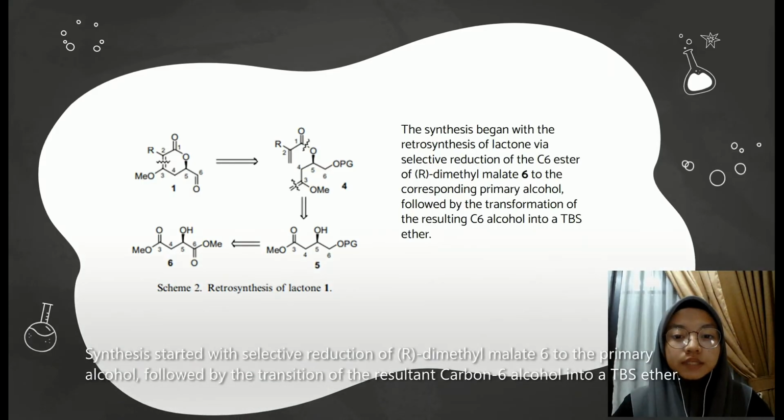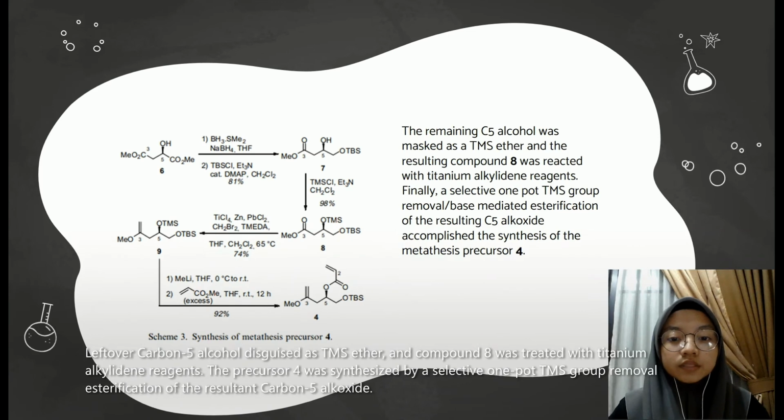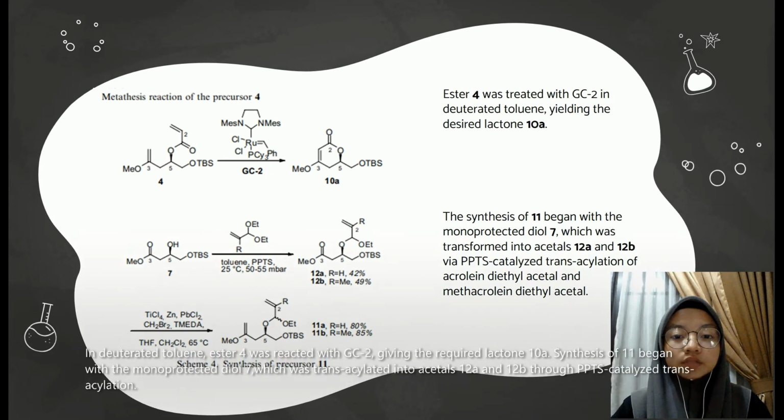Synthesis started with selective reduction of R-dimethylamylate 6 to the primary alcohol, followed by the transition of the resultant carbon 6 alcohol into a TBS ether. Leftover carbon 5 alcohol disguised as TMS ether, and compound 8 was treated with titanium alkylidine reagents. The precursor 4 was synthesized by a selective 1,4 TMS group removal as lubrication of the resultant carbon 5 alkoxide. In deuterized toluene ester form was reacted with GC2, giving the required lactone 10A.